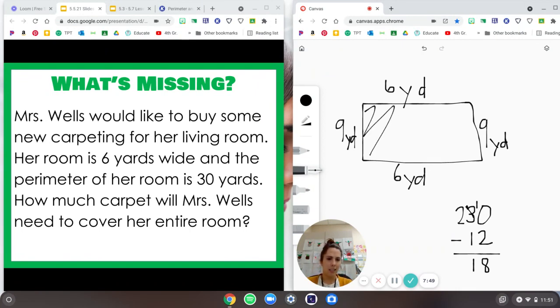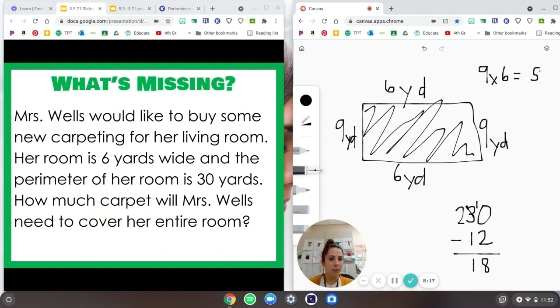It doesn't really say, but I know to cover something, it has to be all the inside part. What kind of math are we finding when we're finding the inside part? Yeah, we're finding the area. So what are we going to multiply to find our area? We need to do our 9 times 6. Good. 9 yards times 6 yards. And that should get us 54. Ooh, tricky part on the label here.